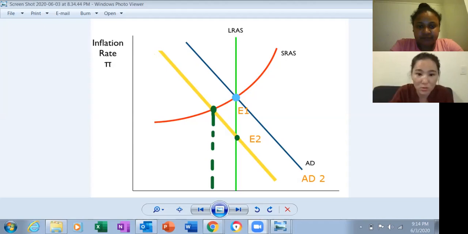So I would name here recession over here. Recession over here. Okay. So this is my explanation. If you have any questions, please let us know.